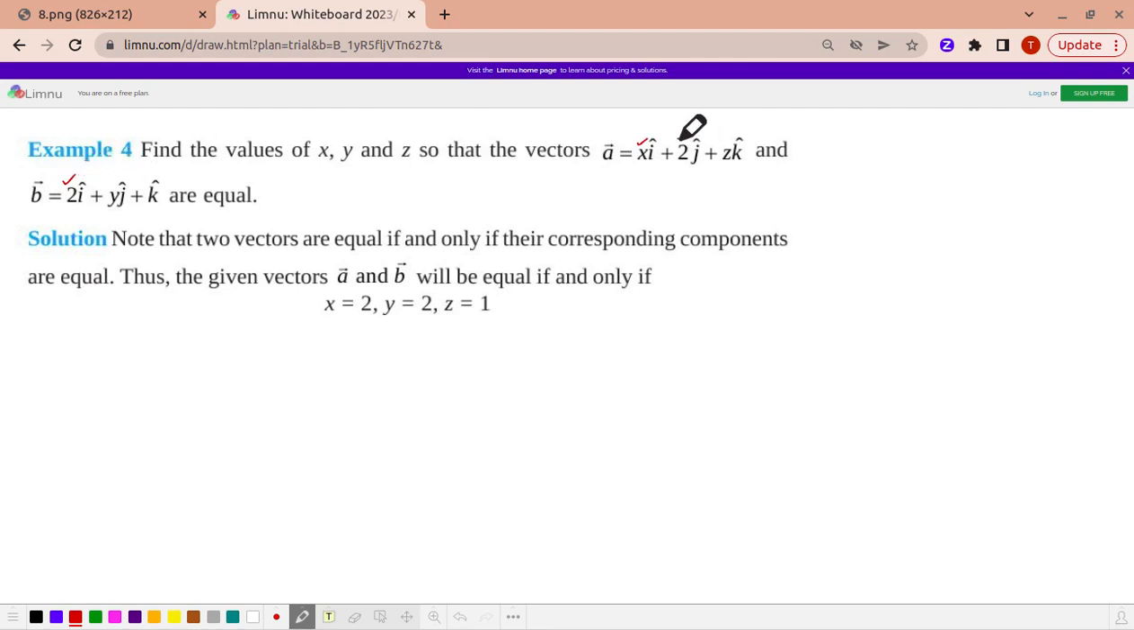Similarly, 2 should be equal to y, that is y is equal to 2, and z should be equal to 1. For k cap, if nothing is written, it means 1. So z equals 1. So these are the values of x, y and z. I hope you got a very clear idea about this question.